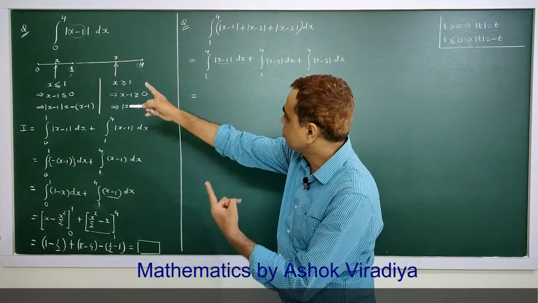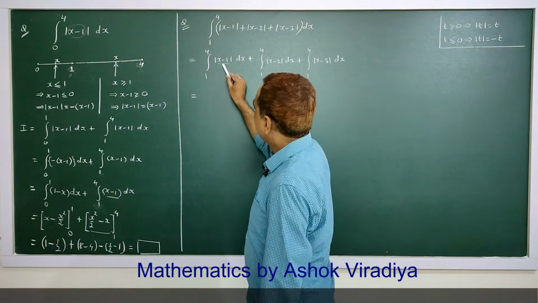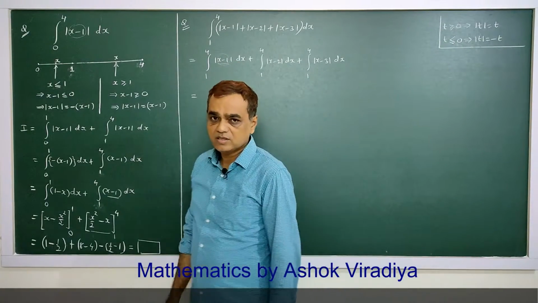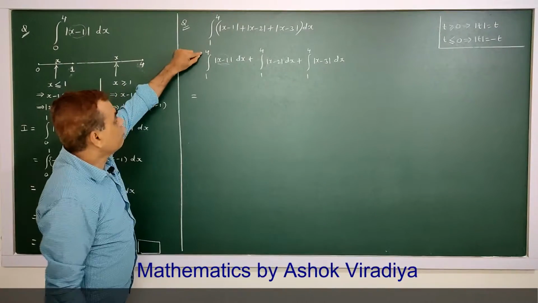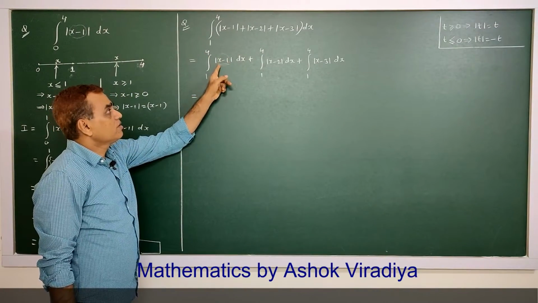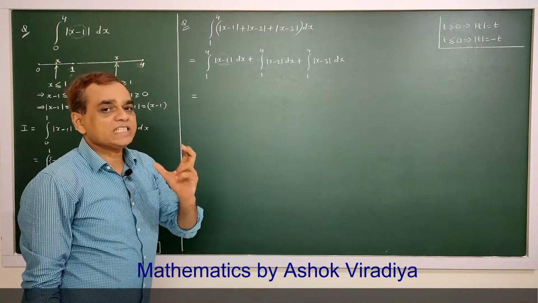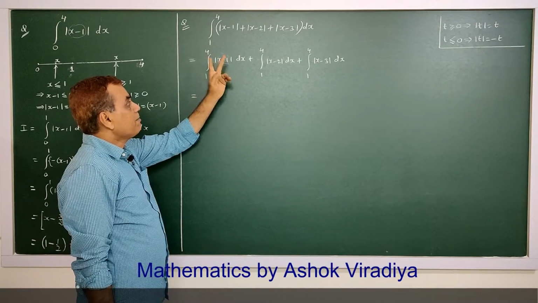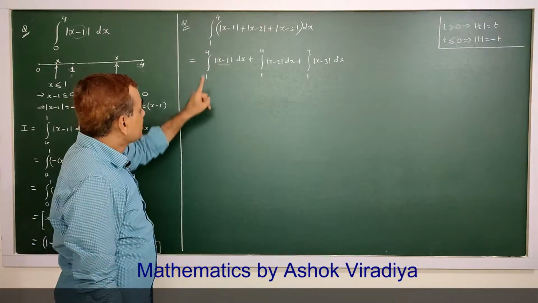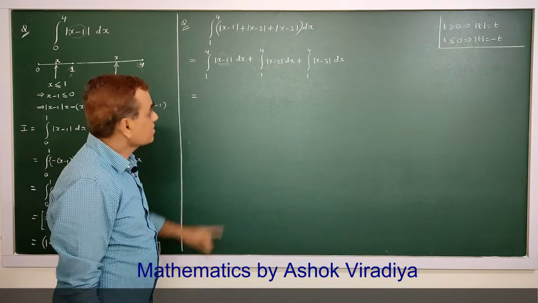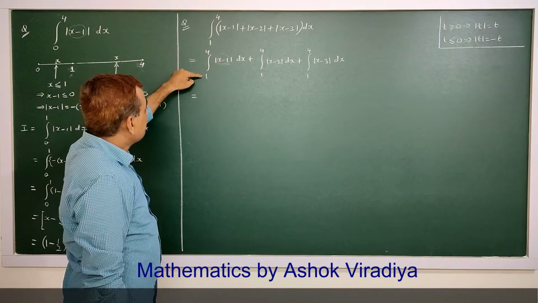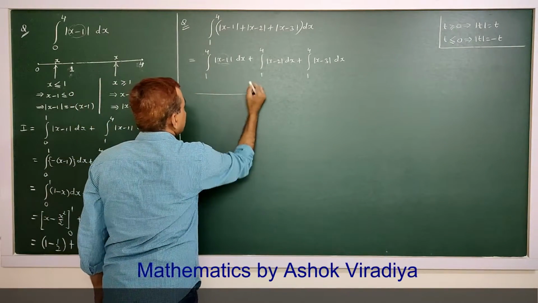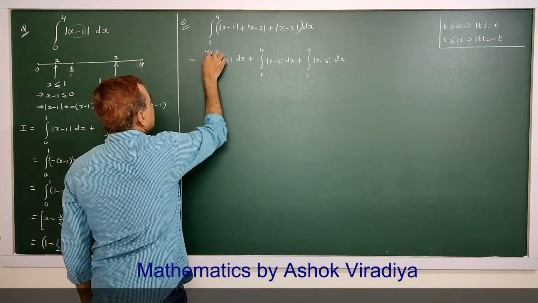So as discussed in this question, we have to find the sign of this modulus. In this interval 1 to 4, if t is positive, modulus t is t. And if this is negative, modulus t will be minus t. So see, we discuss one by one. Here x is between 1 to 4. See, first interval is 1 to 4. X is between 1 to 4.